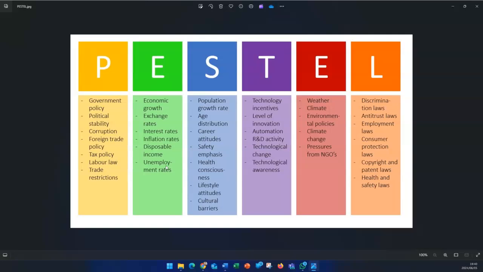Okay, please don't study that, but be able to write about different unemployment levels, write about political stability, talk about tax policies, labor law, trade restrictions. We know all these things. So this to me is a non-negotiable in terms of PESTLE.